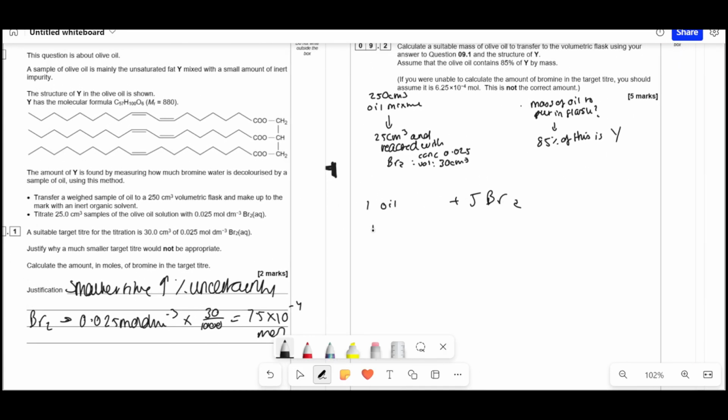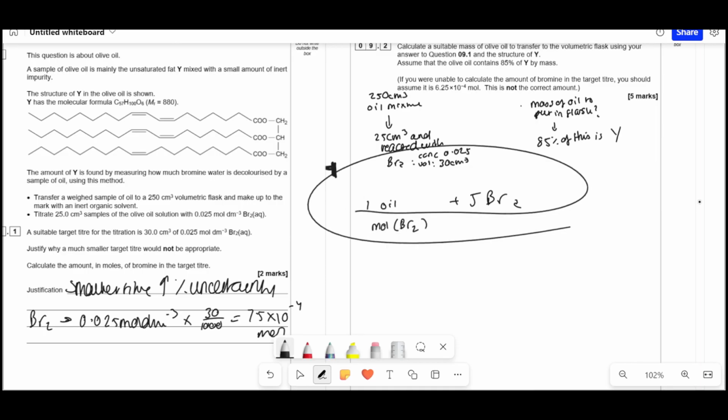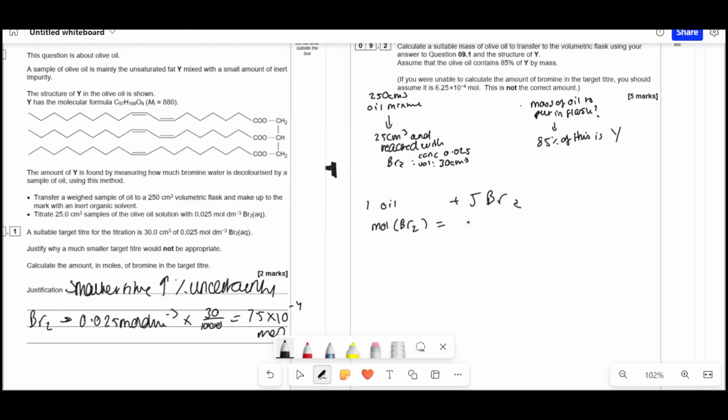So we know, and we worked from the previous question as well, that the moles of Br2, and remember, write down the moles of what it is and where it sits in this thing, we worked out from before was 7.5 times 10 to the minus 4. Therefore, the moles of this oil, because it's a 1 to 5 ratio, because we just figured that out, is going to be 7.5 times 10 to the minus 4 divided by 5, which is going to be 1.5 times 10 to the minus 4 moles.